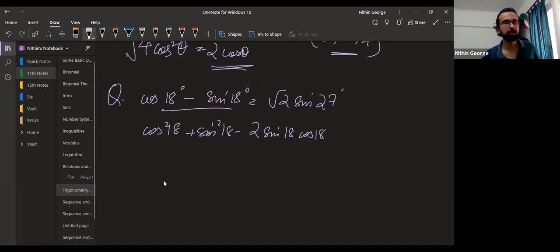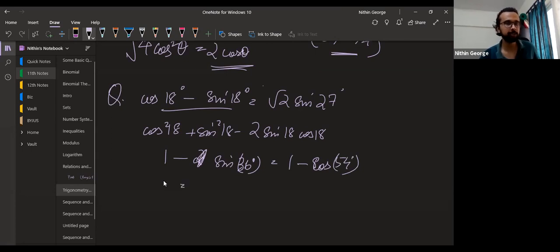Okay, so here you get 1 minus 2 sine 18 cos 18. 2 sine A cos A is nothing but sine 2A. So 2 into 18 is 36 degrees. So I'll write that as 1 minus cos 90 minus 36. That's 54 degrees.